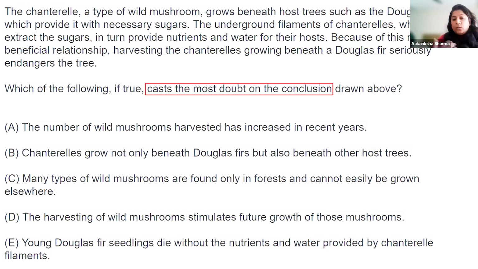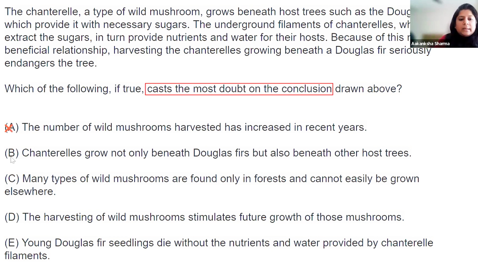Now that we are clear exactly what we are supposed to prove, let's go through the answer choices. Eliminate the ones which are irrelevant or not my concern, focusing only on the possible answer choices. Answer choice A says that the number of wild mushrooms harvested has increased this year. Now, harvesting more mushrooms is maybe a good thing, but has it impacted the tree? Has it endangered the tree? We don't know. So A talks about harvesting of mushrooms, but does not give us any corresponding information about the impact this harvesting is having on the trees. So since this is not answering my question, let's eliminate A.